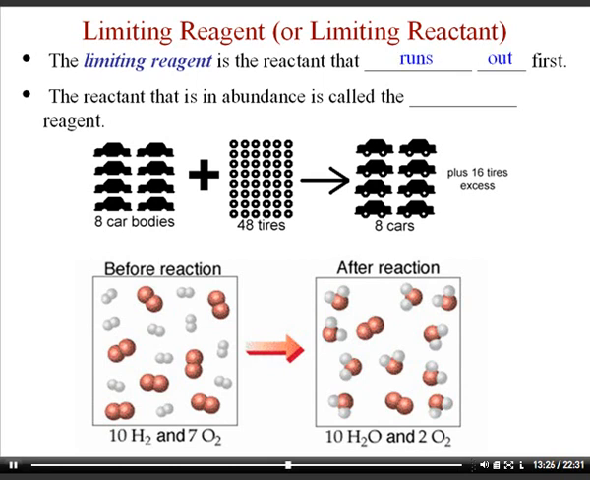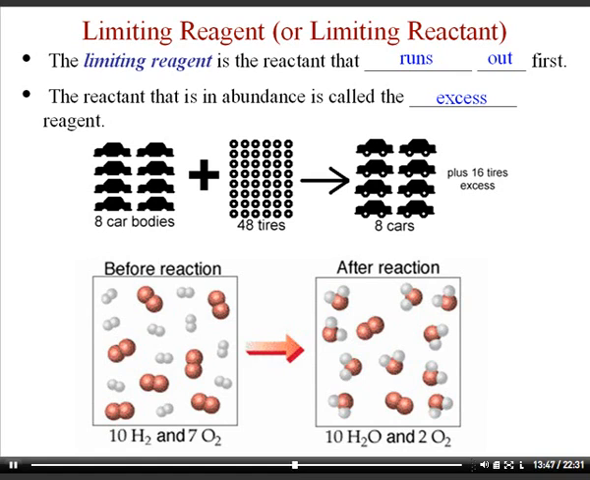Now, the reactant that is in abundance is called the excess reagent. So here's a common example. If you had 8 car bodies and 48 tires, you could make 8 complete cars, but you would have 16 tires extra. So the thing that's limiting the amount of cars that you can make is the car bodies. So the car bodies is your limiting reactant, and the car tires are in excess.